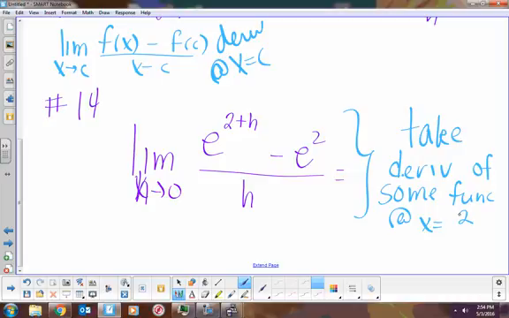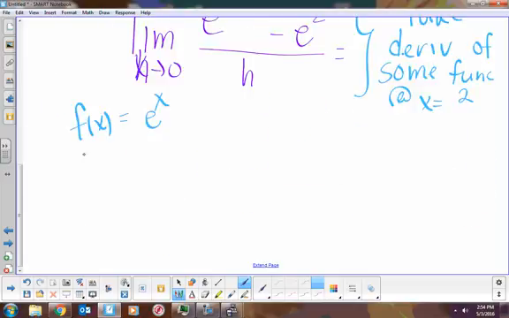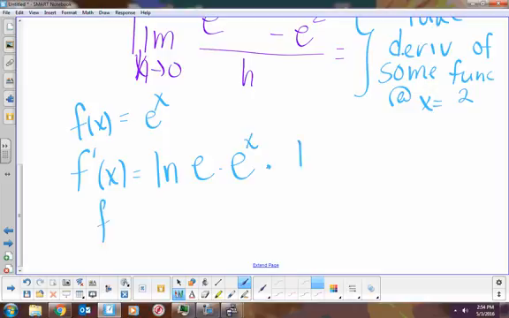You have to recognize the function. What is my function? E to the x. This whole thing gets replaced with x. That is e to the x. So, what is the derivative? This is good review. How do we do the derivative of an exponential function? ln of the base times the function as it appears times the derivative of the exponent. So this derivative is just e to the x.